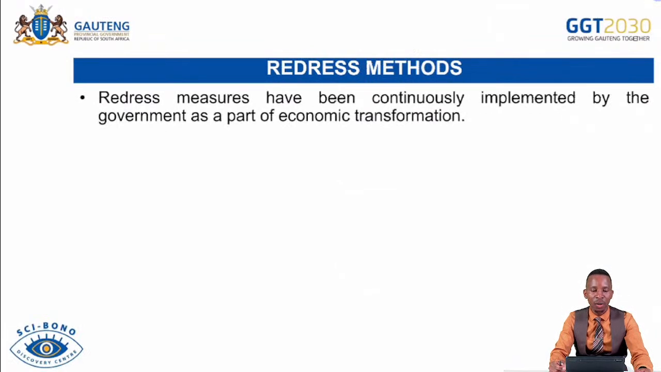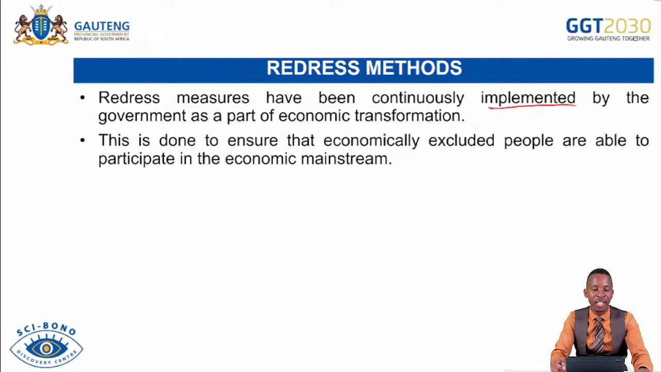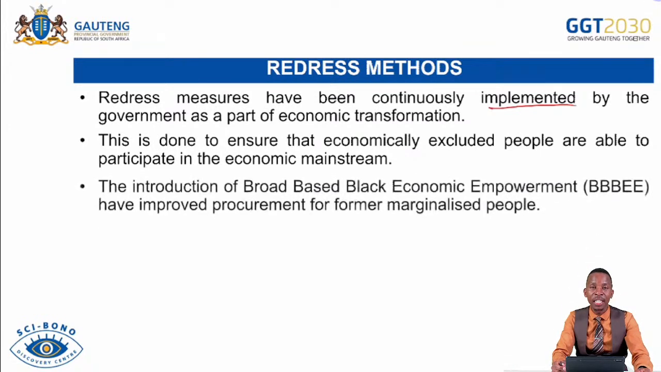So redress measures have been continuously implemented by the government as part of economic transformation, whereby the government tries to transform the economy of the past, ensuring that everyone is accommodated in economic participation. This is done to ensure economically excluded people are able to participate in the economic mainstream. This allows economically marginalized and disadvantaged people to simply participate in the economy without any constraints.